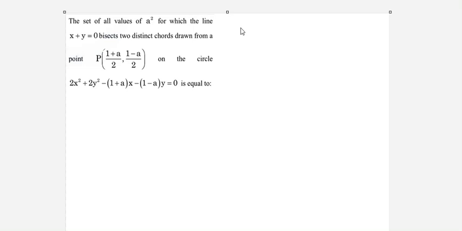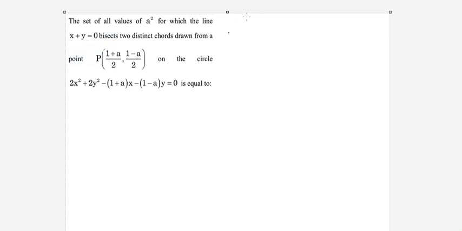Here's a nice problem for you guys about coordinate geometry. The set of all values of a squared for which the line x plus y equals 0 bisects two distinct chords, drawn from a point P equals ((1 plus a)/2, (1 minus a)/2), on a circle 2x squared plus 2y squared minus (1 plus a)x minus (1 minus a)y equals 0, is equal to.